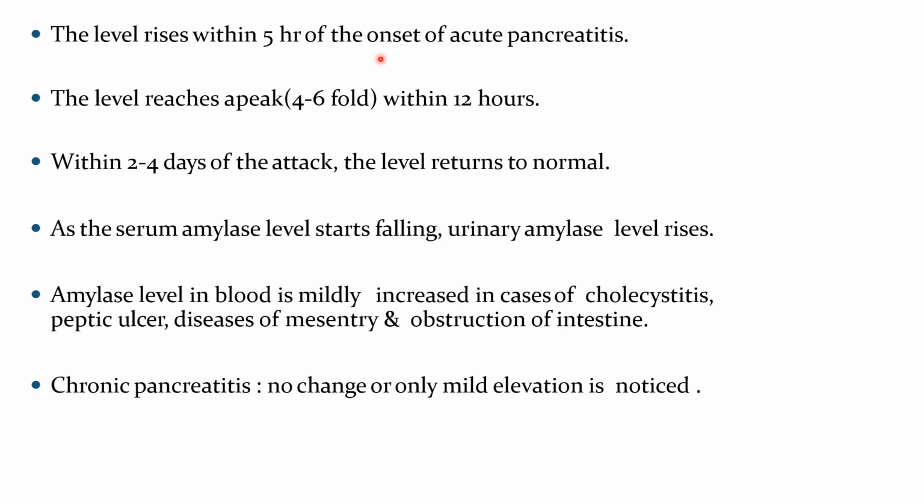In acute pancreatitis, the level reaches a peak, that is 4 to 6 fold, within 12 hours. And within 2 to 4 days of the attack, the level returns to normal. As the serum amylase level starts falling, urinary amylase level rises. Amylase level in the blood is mildly increased in cases of cholecystitis, peptic ulcer, diseases of the mesentery, and obstruction of the intestine. And in chronic pancreatitis, there is no change or only mild elevation is noticed.